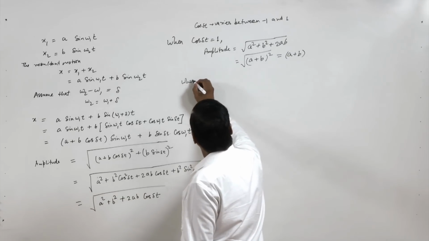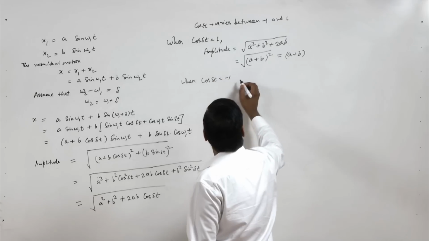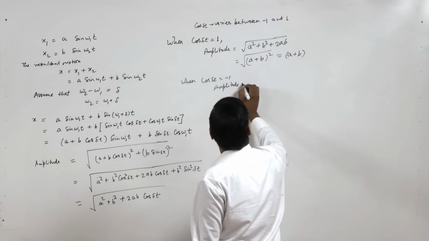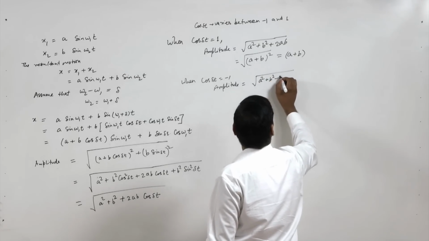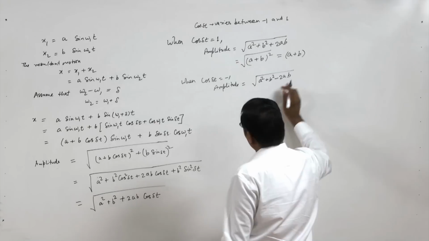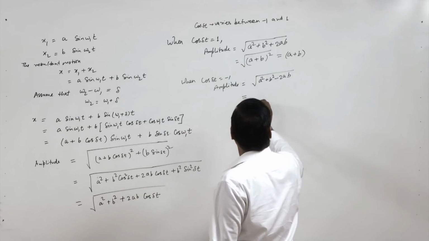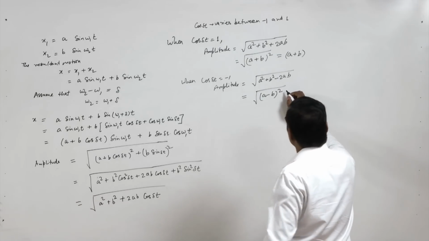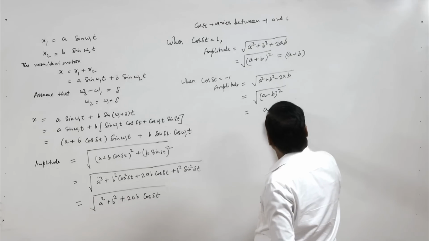When cos delta t equal to minus 1, amplitude equal to root a square plus b square minus 2ab, because cos delta t equal to minus 1, so it is minus 2ab, and we can write under root a minus b whole square, because a minus b whole square is a square plus b square minus 2ab. So it is a minus b.